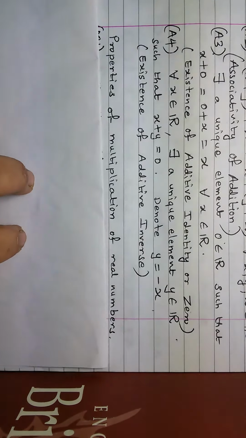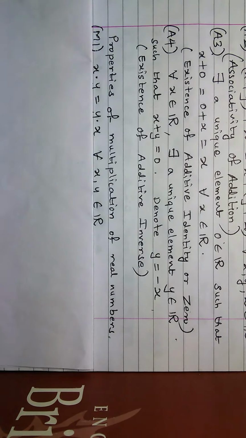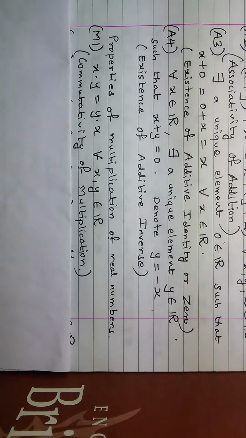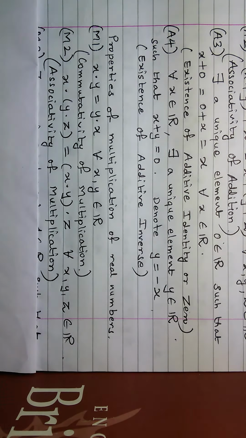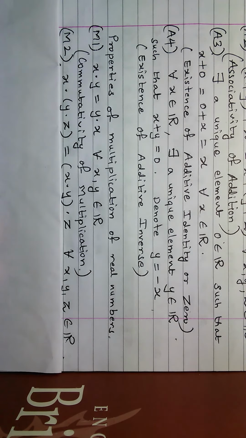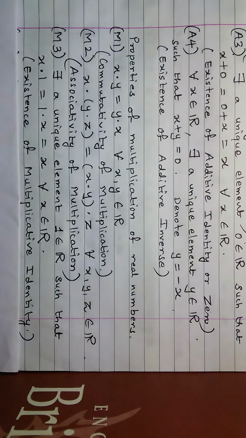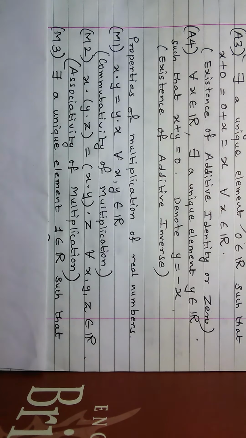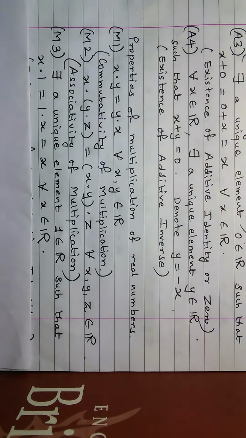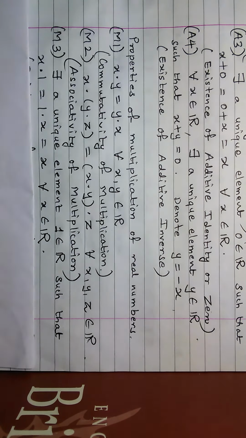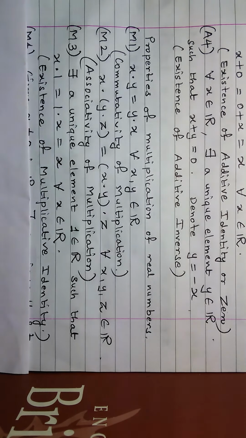Now on similar lines we have properties of multiplication of real numbers, saying commutativity of multiplication, which says x into y is same as y into x. Then you have associativity of multiplication, which says (x into y) into z is same as x into (y into z). Then you have existence of multiplicative identity, which says there exists a unique element which is 1 such that if you multiply any real number by 1, you get the same real number. This is existence of multiplicative identity.